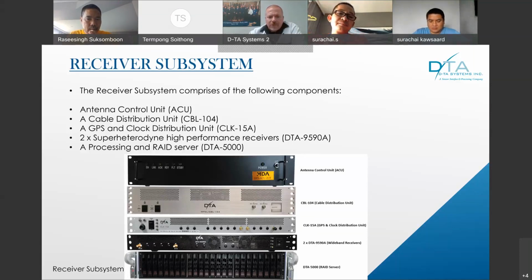You will have 2 superheterodyne high-performance receivers, DTA 9590 Alphas, again, 1 for your Omni, 1 for your spinning DF, and you will have a processing and RAID server, or your DTA 5000, which you will be receiving. The primary one will have 96 terabytes, so plenty of storage space for all of your collections.